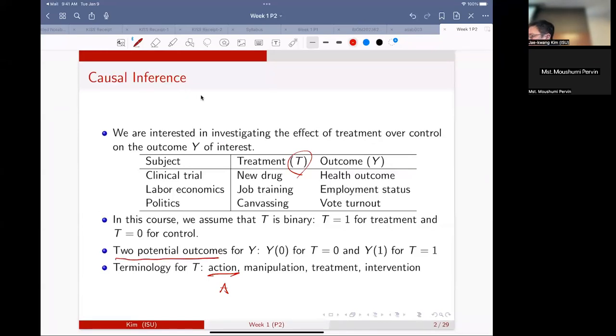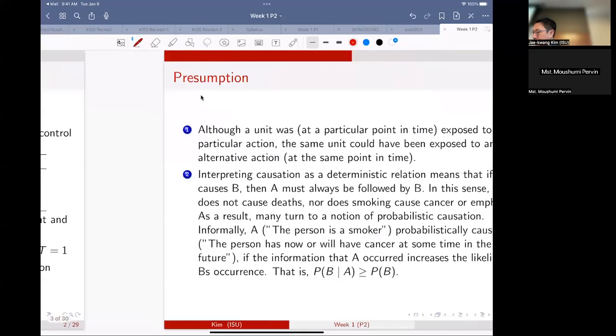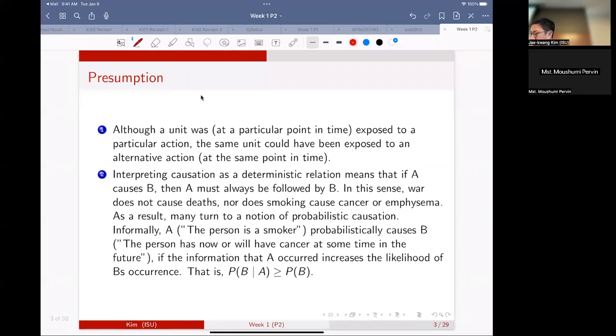The key concept is the potential outcome concept. The outcome may change depending on what your treatment is. So the presumption is that we have a choice. One presumption is that the unit was exposed to a particular action, and the same unit could have been exposed to another action. That's a kind of presumption.